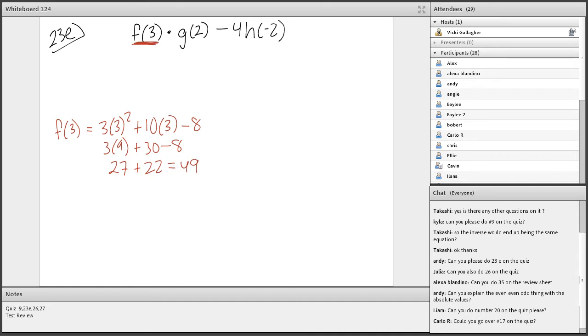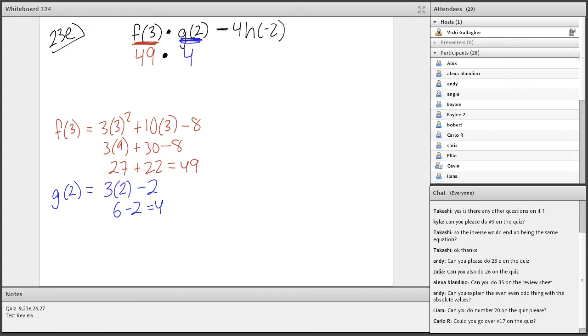So then I went back and right underneath my f of 3, I wrote a 49. This closed circle again means multiplication. And then I went back to my scratch paper, and the next thing I did was I found g of 2, because that's the next thing that happened in the problem. And so g of 2, so the g function is 3 times 2 minus 2. So that's 6 minus 2, or 4. So then underneath my g of 2, I wrote the number 4.